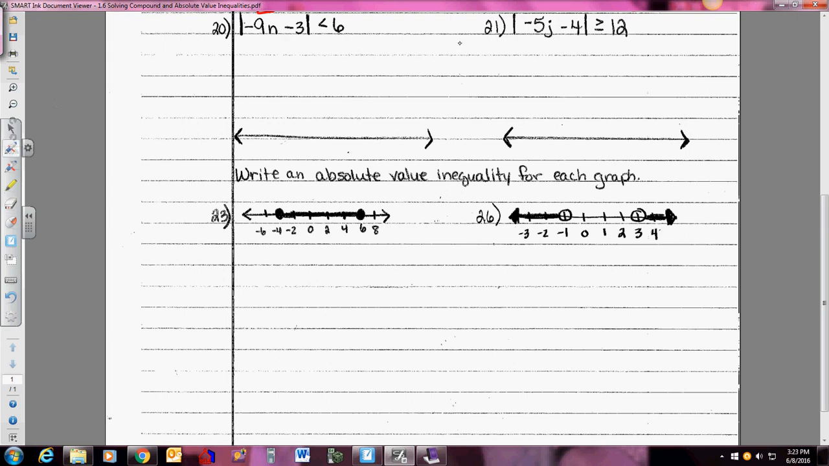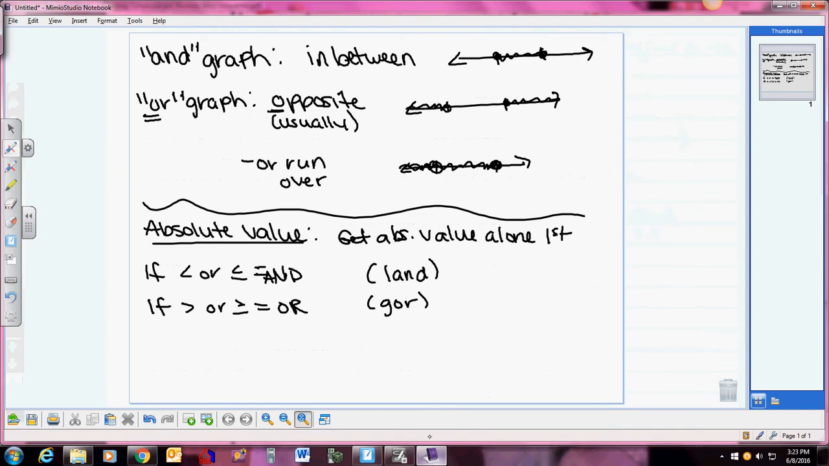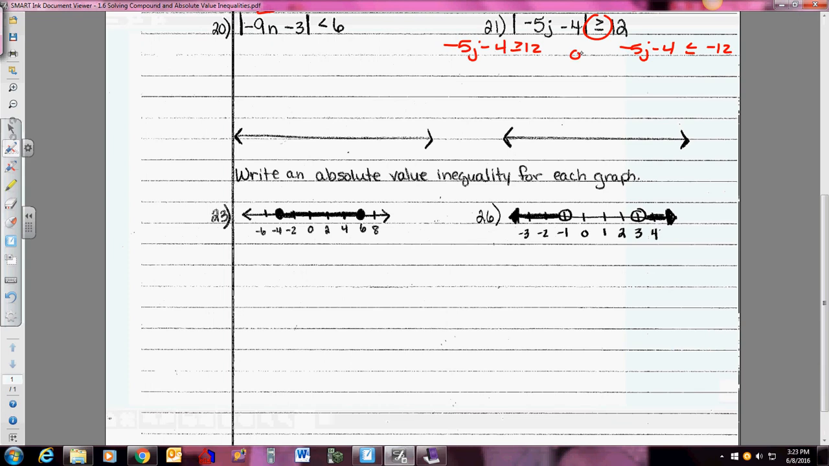So we would have -5j minus 4 and -5j minus 4. That does not change. For the first inequality, it stays the same, greater than or equal to 12, greater than or equal to 12. For the second inequality, the 12 changes to the opposite sign, therefore I have to flip my inequality. This is where we would decide and or. This is greater than or equal to. Is that and or is that or? It's or. So let's go ahead and write down the or so we don't forget that later.